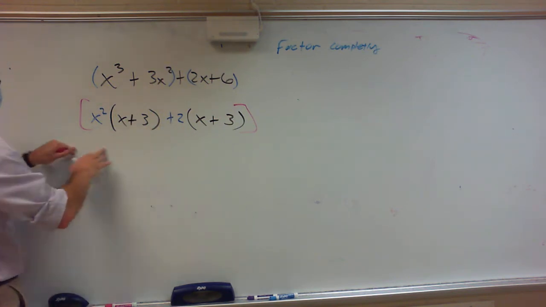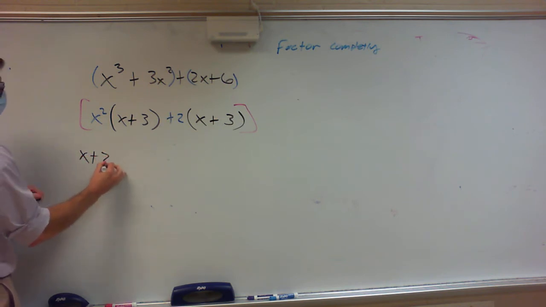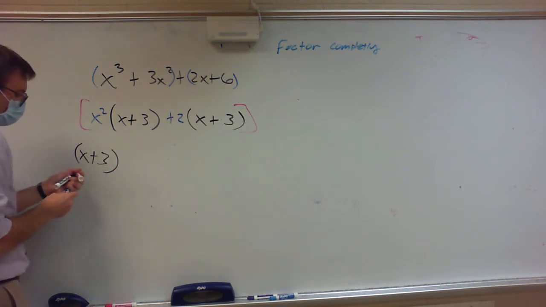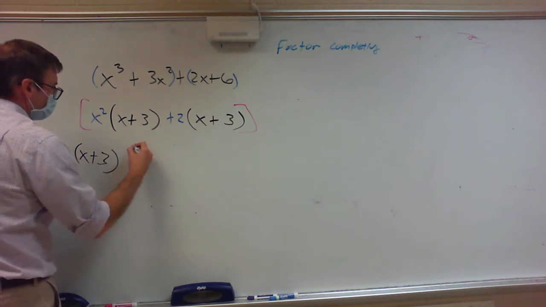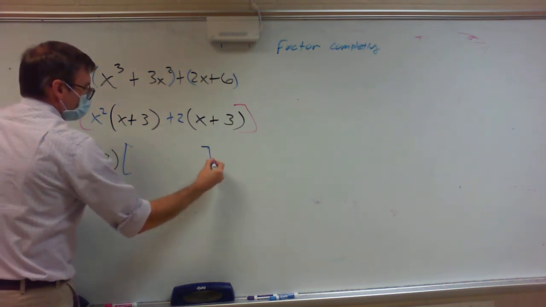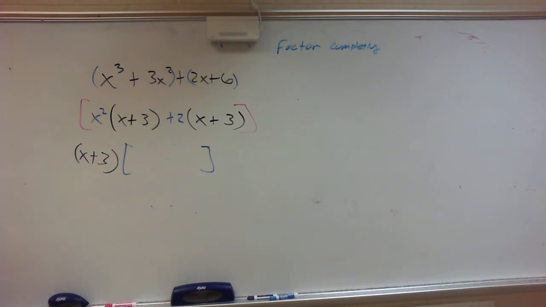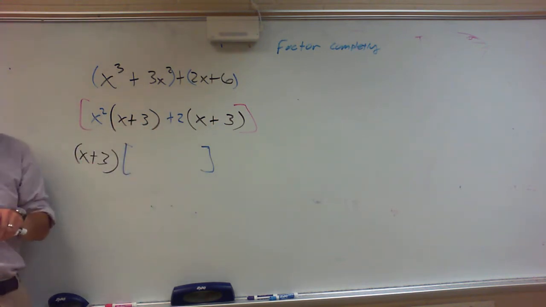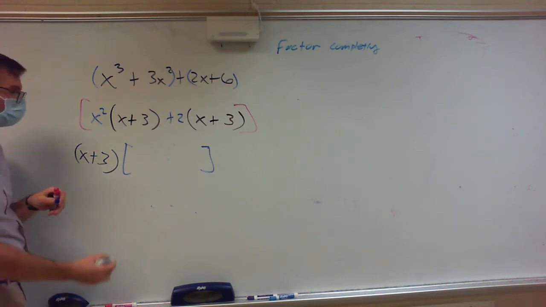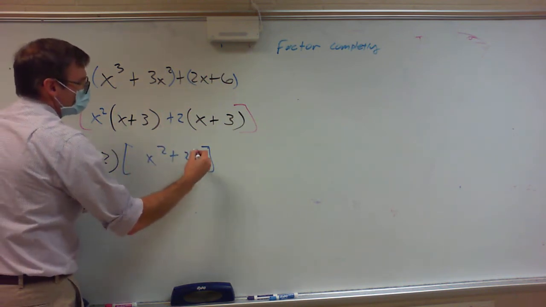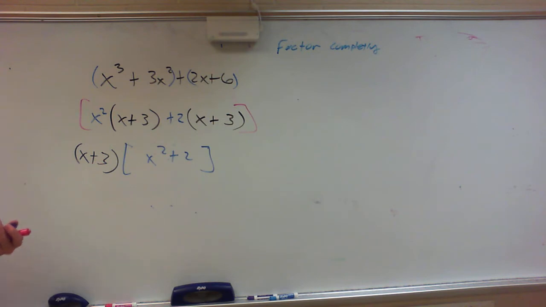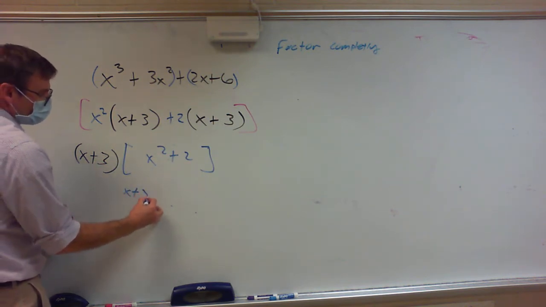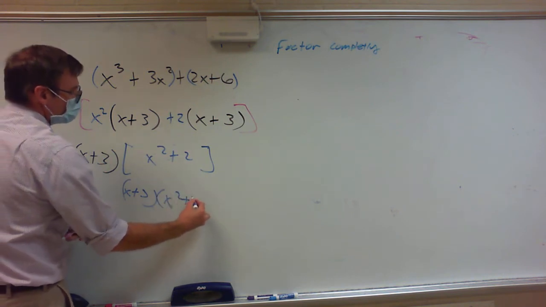And so when I factor out that x plus 3, what's left inside? Then it's x squared plus 2. Everybody see if I pull this out, I'm left with an x squared plus 2? Yes. Okay. That's x squared plus 2. And I use brackets because that's how I was taught and that's how I think about it. If you were to look at the answer in the back of the book, they'd say this is x plus 3 times x squared plus 2.